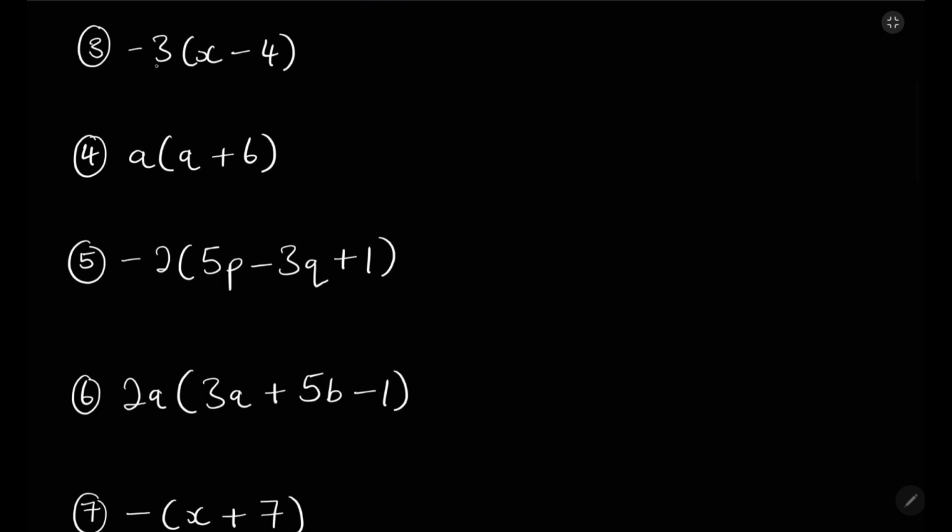Let's go to number 3. We have negative 3 times (x minus 4). We'll say negative 3 times x, which is negative 3x. Then negative 3 times negative 4. Make sure that it's in a bracket when you use a calculator. Negative 3 times negative 4 is 12. That is how we solve.